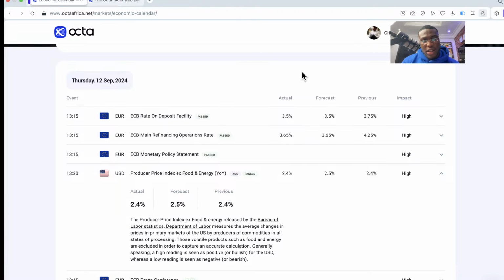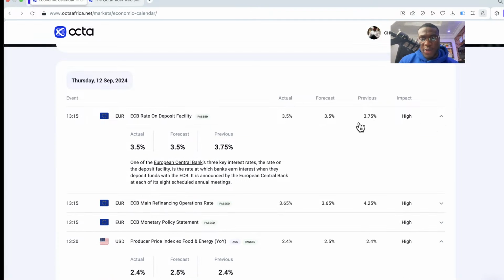Now, if you're looking at reports on the deposit facility rate, if you trade Euro USD or Euro CAD, you'd notice that the rates were cut by 25 basis points. You can see from 3.75, and now the actual is 3.5. Now, this European Central Bank's decision to lower the interest rate can signal a dovish approach. It actually signals a dovish approach, and this could weaken the euro in the short term.